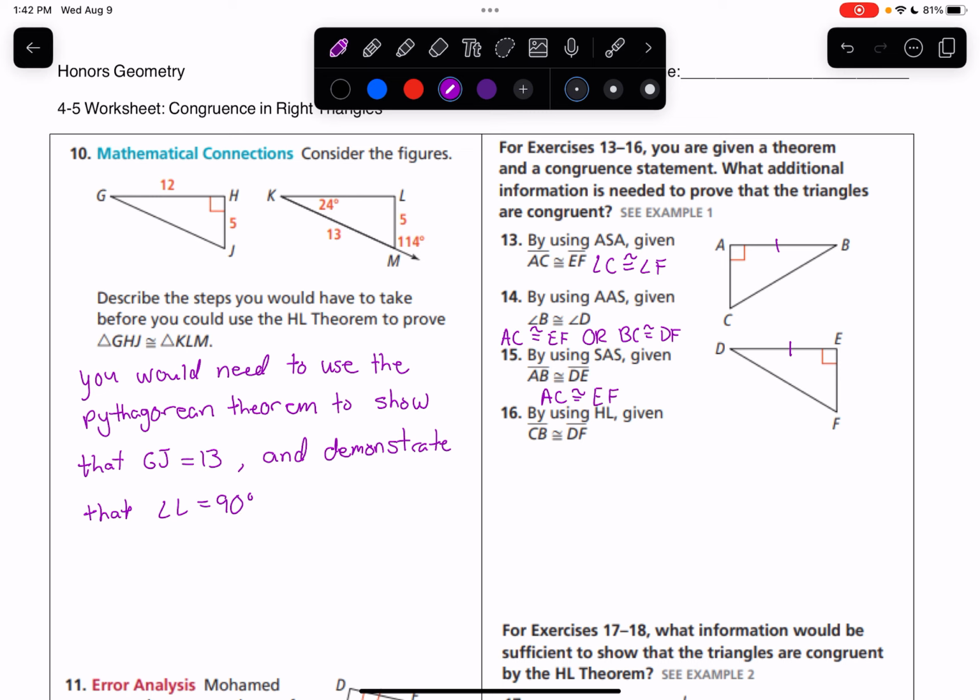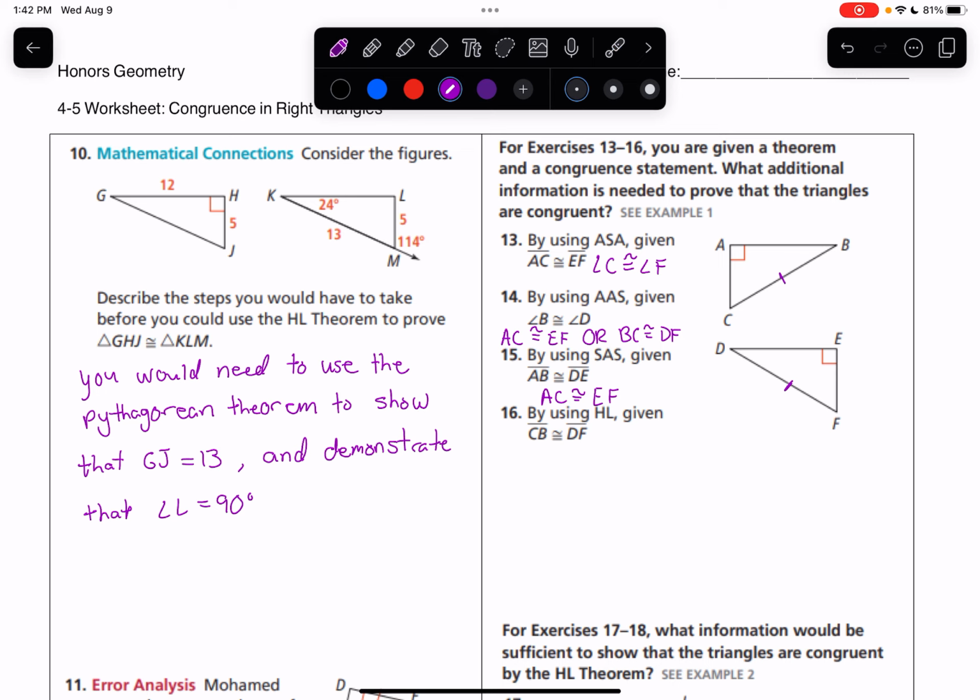And then finally, what if we want to use hypotenuse leg, and the information we know is that CB is congruent to DF. So that means that right now we know that these are two right triangles with congruent hypotenuses. We would either need to know that the short legs are congruent as well as the hypotenuses, or that the long legs are congruent as well as the hypotenuses. So this is another one where we could have two different information pieces that would work for this problem.